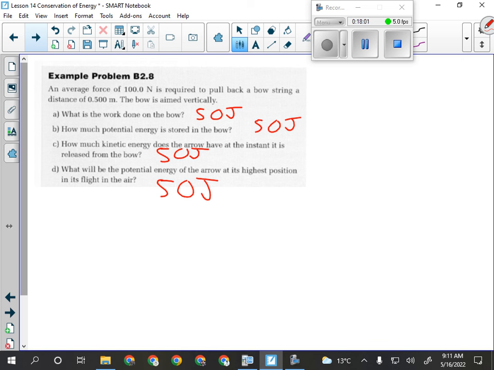So work energy theorem goes along with conservation of energy. It says that energy cannot be created and it cannot be destroyed. Once the work is done, that energy is in the system and it will always be in the system. All it's going to do is turn from kinetic to potential and back. So that arrow, as it's going up in the air, starts out with 50 joules of kinetic, and its kinetic slowly turns into potential. And then that potential, when it falls back down, turns back into kinetic. That's how a roller coaster works.